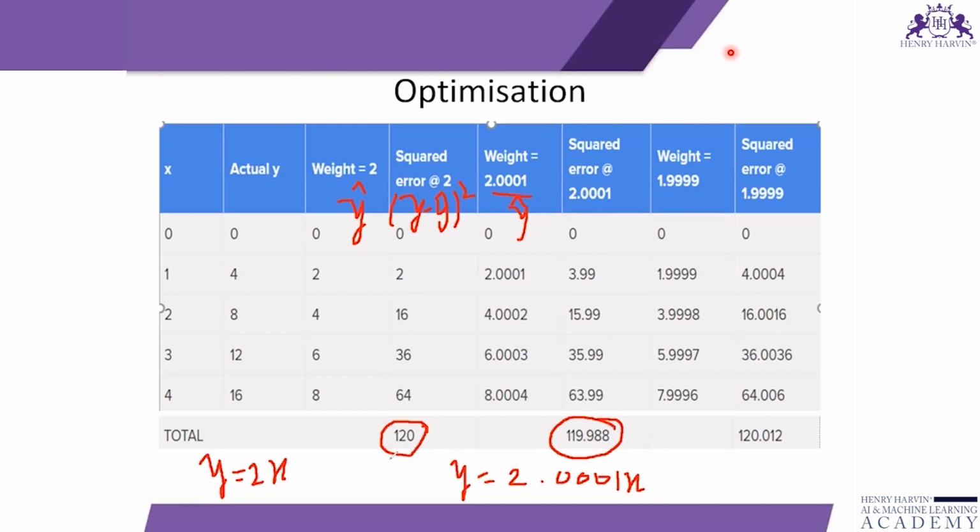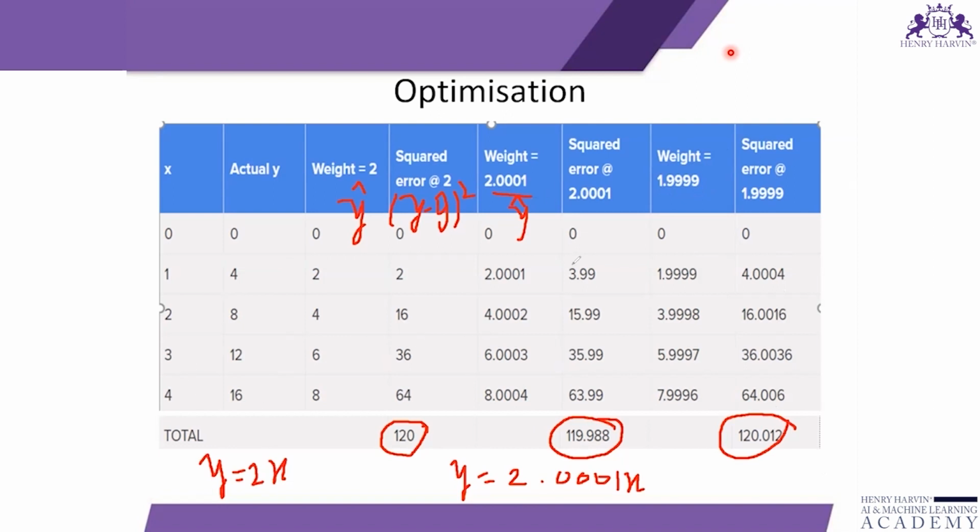Because previously it was 120 and now we are getting 119.988. We have increased the weight by just 0.0001, and the error is getting reduced. Otherwise, we can try the weight as 1.9999, so Y is equal to 1.9999x. Now the squared error is calculated and this is our output. When the weight is reduced, the error is getting increased with this data.